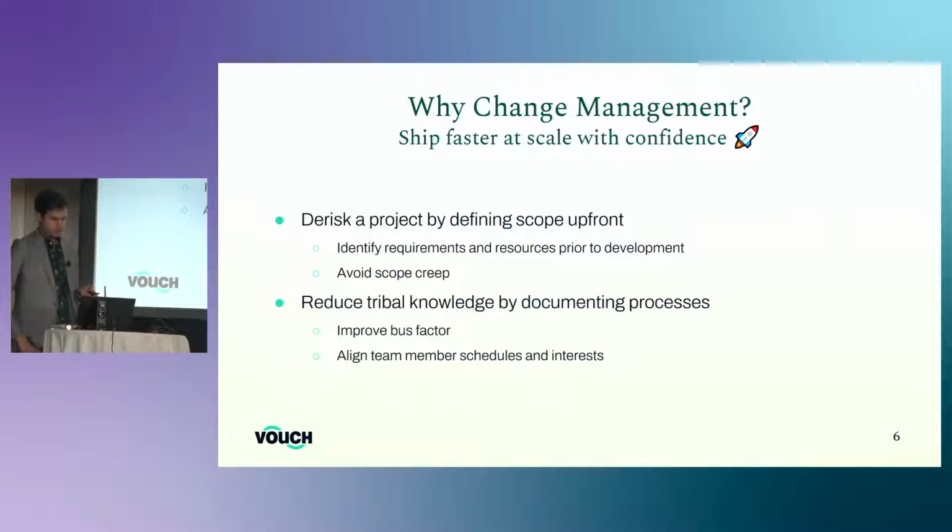The second part is reducing tribal knowledge by documenting processes. Tribal knowledge is things that one person in your team knows. You don't want that because, in a very gory metaphor, what if they get hit by a bus? This is bus factor. Silicon Valley loves this. Essentially, you want to make sure that the knowledge in your team is spread out between different people so that you're not fully dependent on one person to do something important in your project.